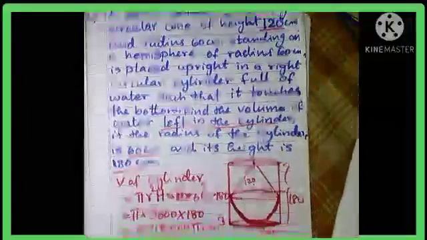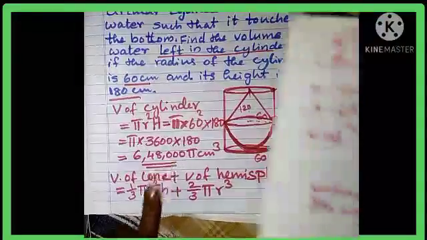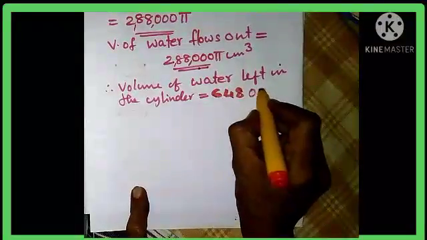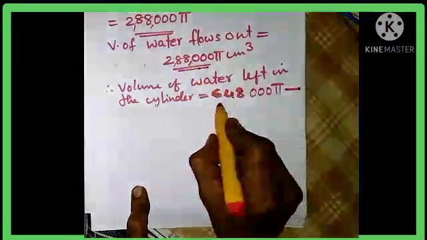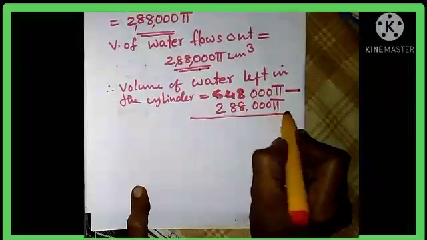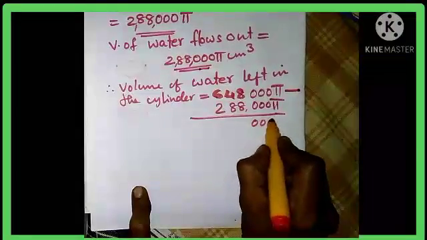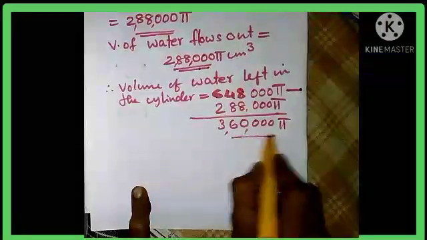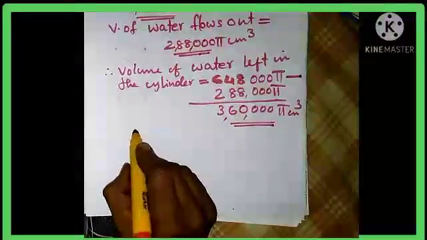What's the total volume of water? Here you have got the answer, 6,48,000 pi. So we can write 6,48,000 pi minus the volume of water that flows out, 2,88,000 pi. Now we can do the subtraction. It is 3,60,000 pi centimeter cube. Now we can substitute the value of pi.